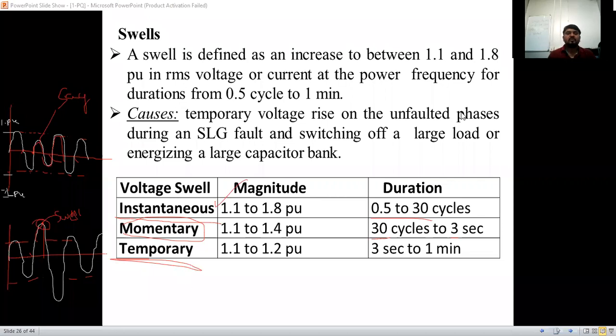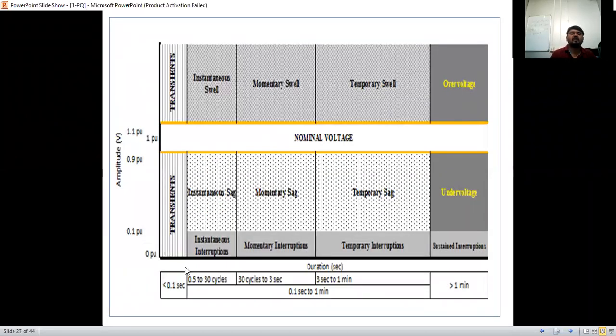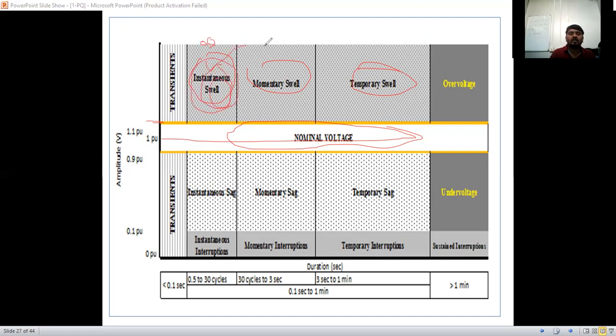So next we will go for this diagram. Actually, one graph is there here. This is the nominal voltage. Whatever the nominal or standard voltage is, we have to maintain it at 1 per unit. Suppose if it is more than 1 per unit, from 0.5 cycles to 30 cycles, that is called instantaneous swell. From 30 cycles to 3 seconds, that is momentary swell. And if it is more than 3 seconds, that is called temporary swell.